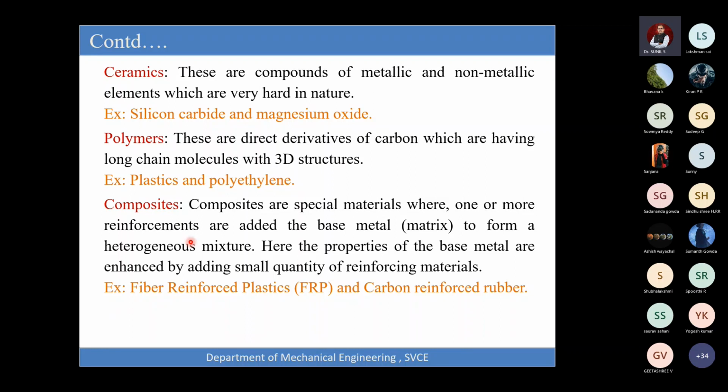many purposes, right? But there are various reasons. Cost may be lesser, you can easily fabricate it. No question of rusting. Its life will be good if you use a high grade plastic like that. So polymers are the third class of materials.